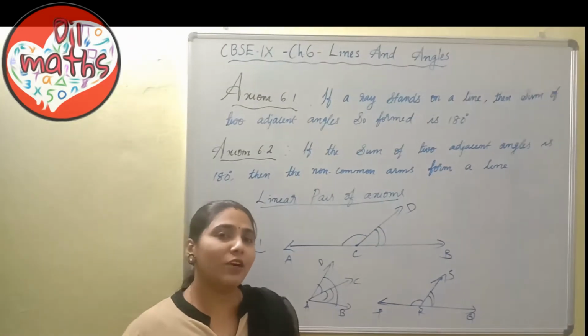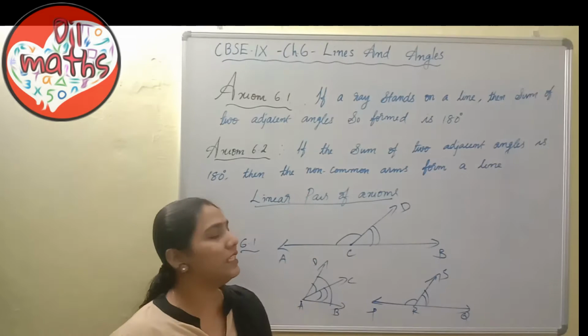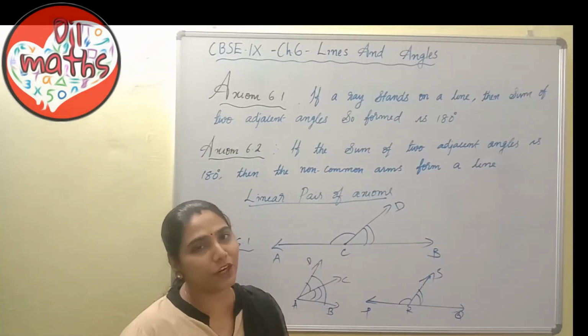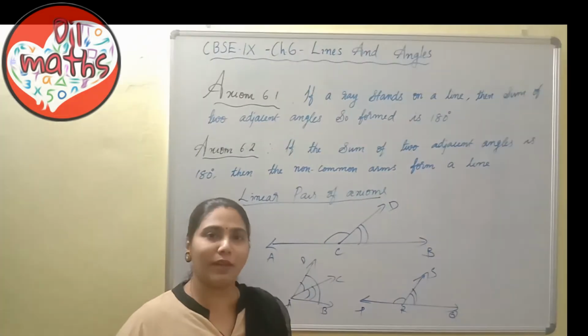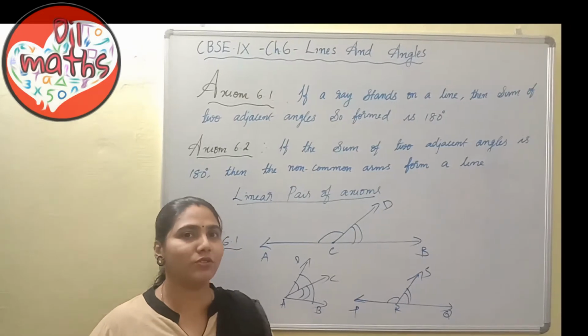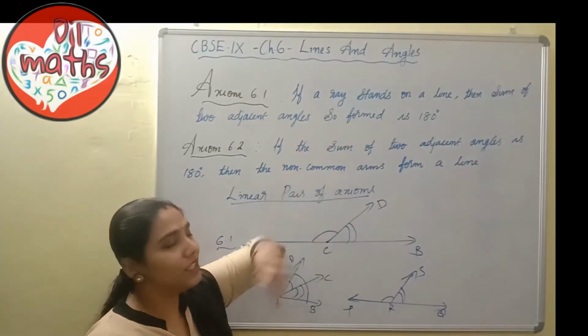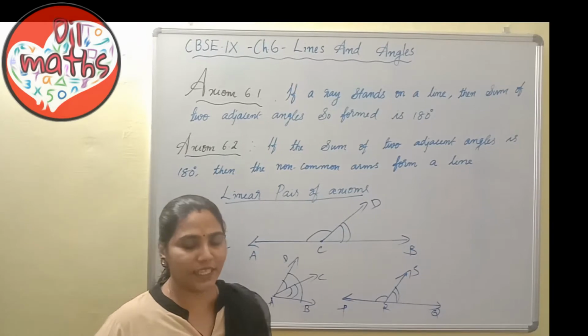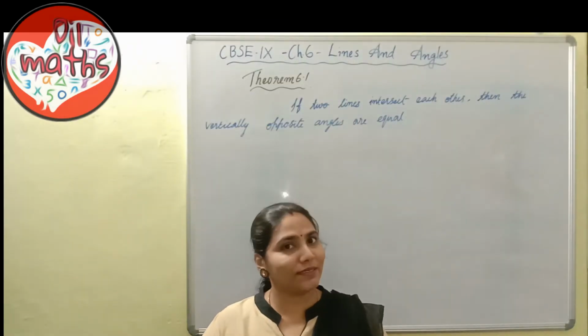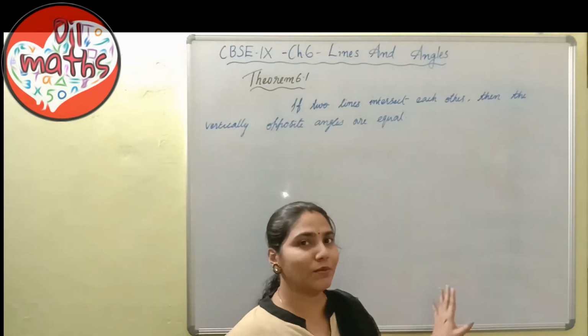These two axioms are called the linear pair axioms, and the linear pair axioms are really important. They apply in many of the problems. So definitely you should be thorough with the two axioms. Now we will go to the theorem. Now we will move to theorem 6.1. We will check what that theorem is saying.